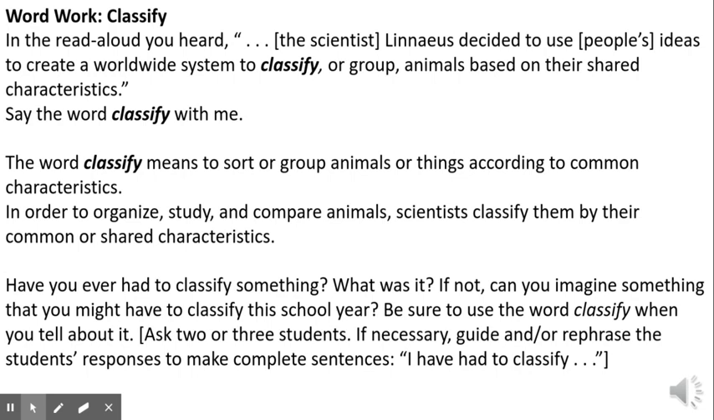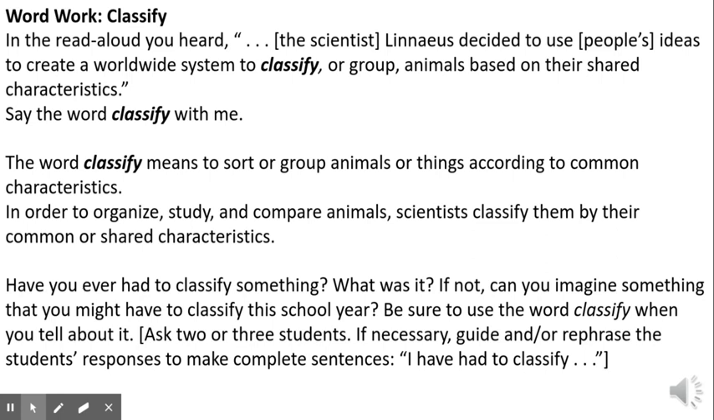Our word for today is classify. Say the word classify. In the read-aloud you heard, the scientist Linnaeus decided to use people's ideas to create a worldwide system to classify or group animals based on their shared characteristics. The word classify means to sort or group animals or things according to common characteristics. In order to organize, study, and compare animals, scientists classify them by their common or shared characteristics.